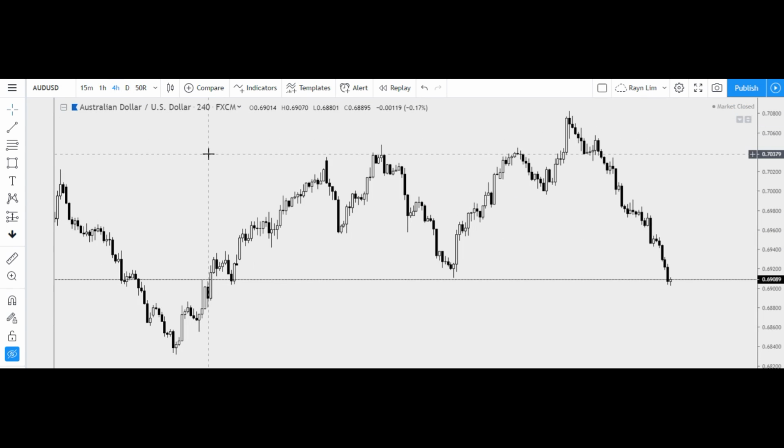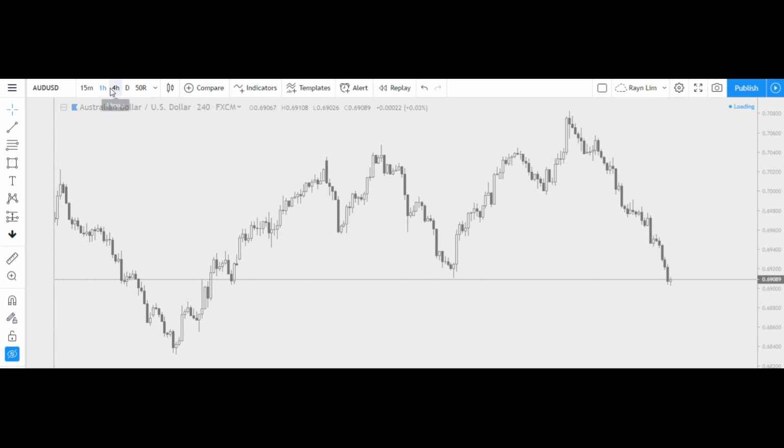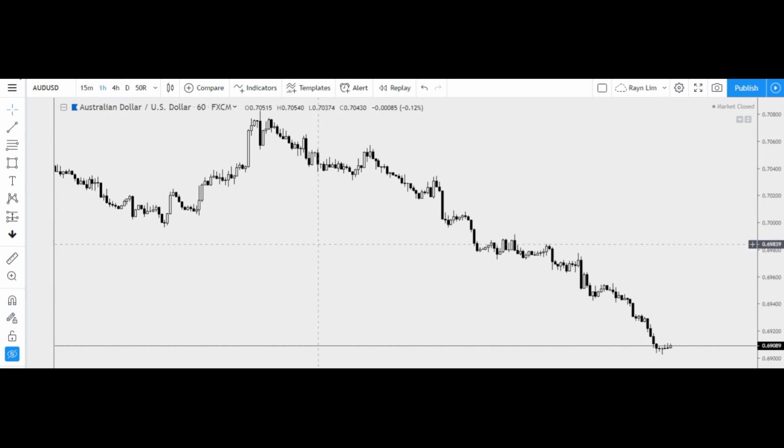To the 4-hour chart, on the 4-hour chart you can see a deep dive down, but the market did have a halt over here. Let's see how it goes. To the 1-hour chart, it went flat as the market closed.